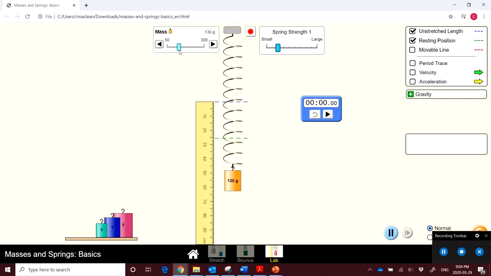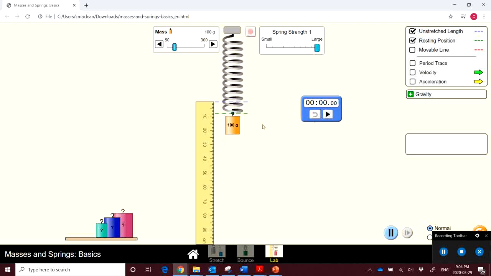Let's go back to our 100 mass. And now let's increase our spring constant instead. So we'll make that larger. Let's make it as large as it will go. And we'll bring it down. 1, 2, 3, 4, 5. So 2.86. We've almost halved our original time value of 4.4 seconds by increasing the spring constant. So an increase in the spring constant actually decreases our period.